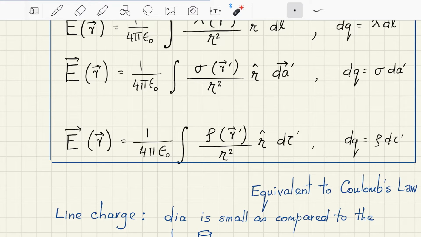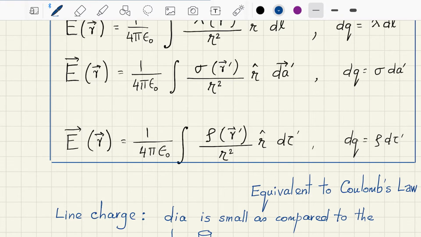Similarly, for the surface charge, how thin should the surface be? Well, thin enough for the analysis.